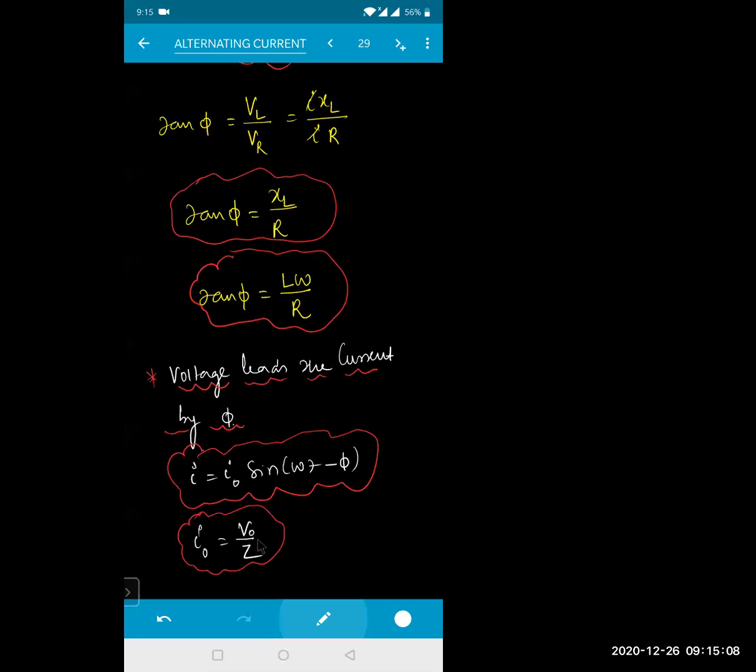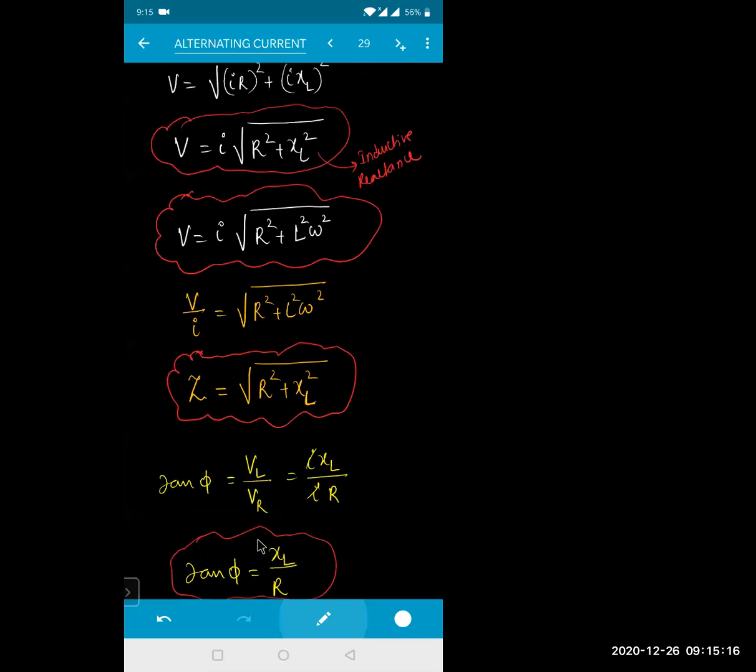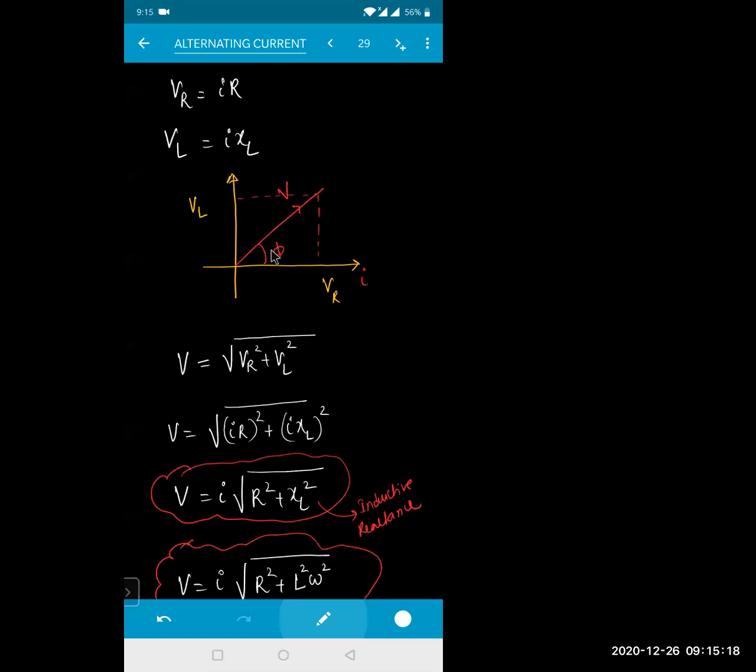So this is V naught. Okay? No doubt, right? See, this voltage is ahead by how much? Phi, right. Ahead by phi. So V is equal to V naught into sin omega t plus phi. Current is lagging by phi. That means this voltage I can write here as V equal to V naught sin of omega t plus phi. It is phi angle ahead. Okay? Is it understood by everyone?